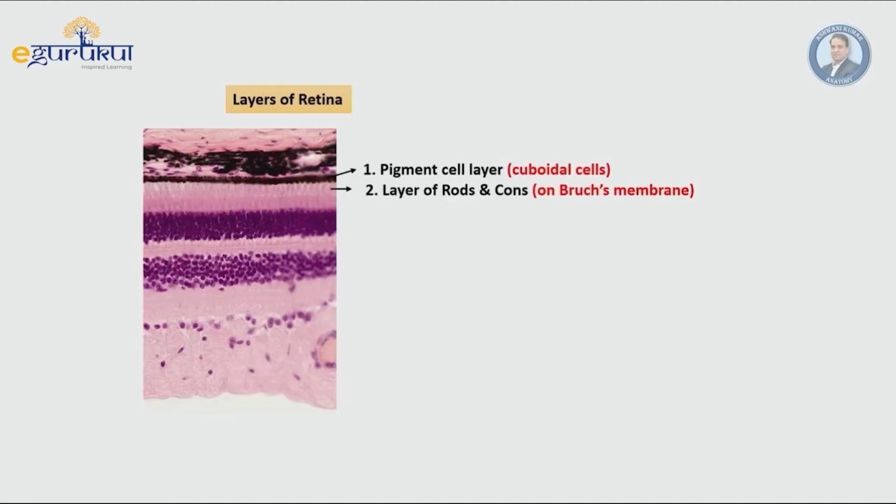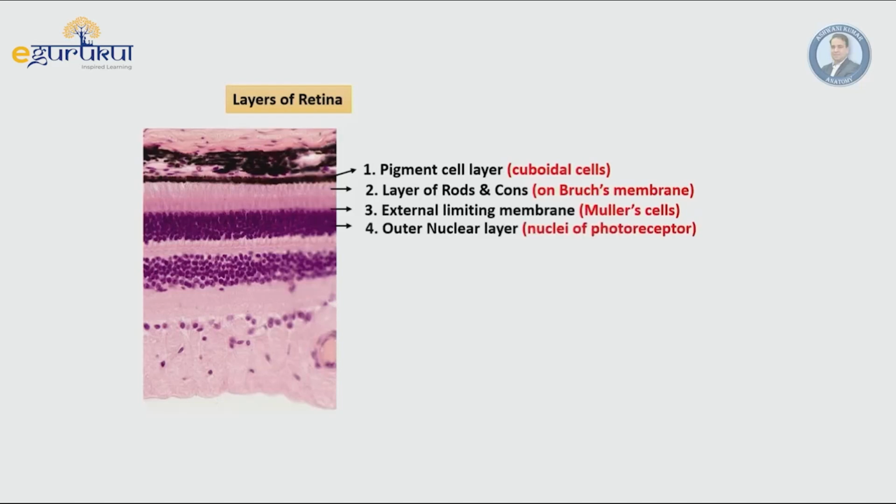Followed by the layer of the Muller cells, which is the external limiting membrane. We have one external limiting membrane and one internal limiting membrane, which will be the last one. This is the external limiting membrane that we're looking at with the Muller cells. Followed by the outer nuclear layer. As the name suggests, the outer nuclear layer has the nuclei of the photoreceptors. This is the layer where the photoreceptor cells' nuclei are present. So that is called the outer nuclear layer.